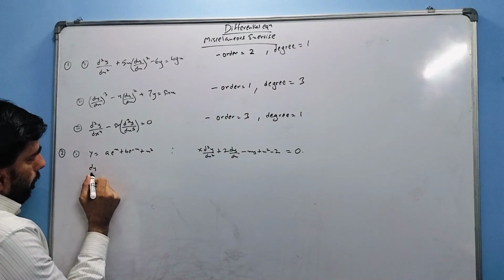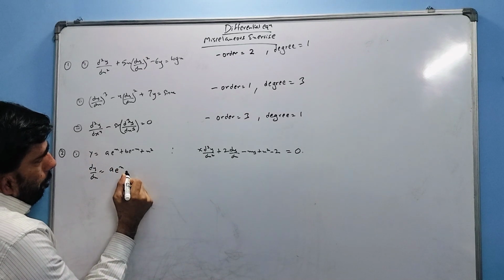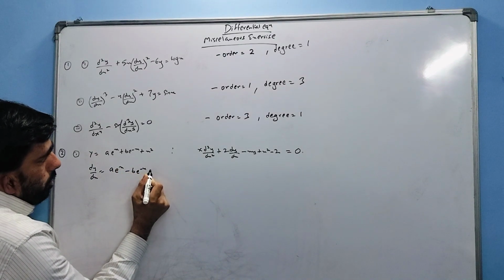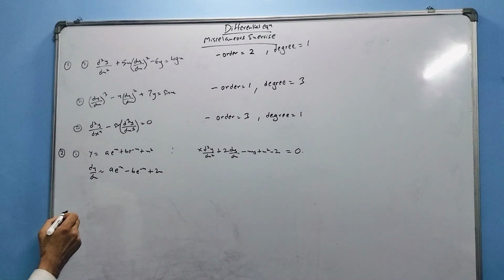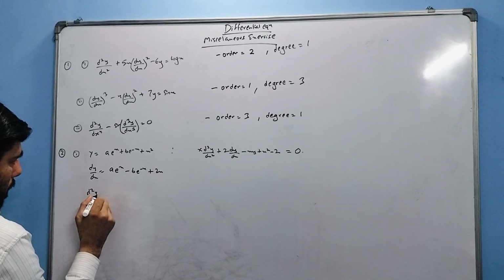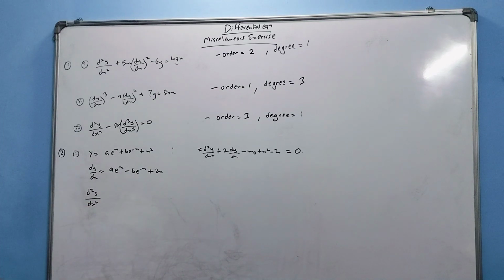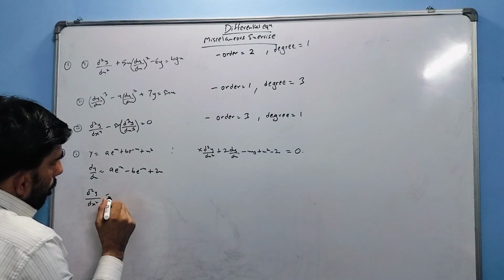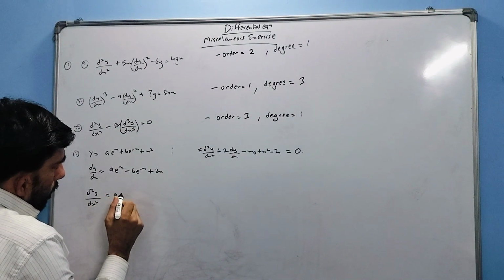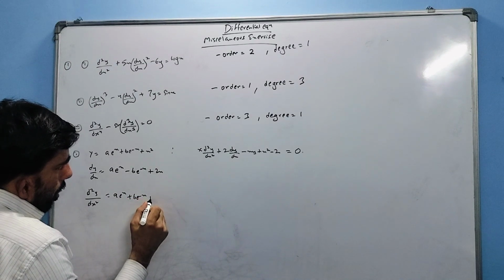Okay, let us see how we can do it. First, dy upon dx is ae^x minus be^(-x) plus 2x. And what is d2y upon dx square? I am differentiating again, so what I found is ae^x plus be^(-x) plus 2.